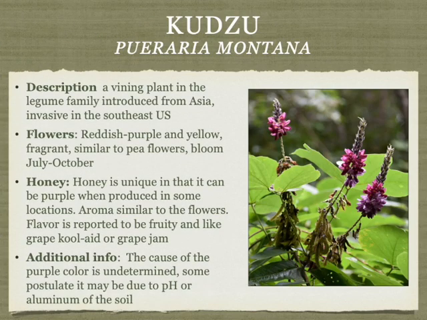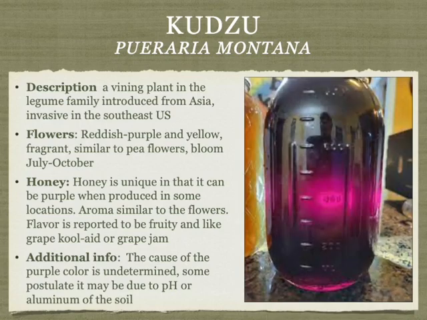Kudzu, an invasive plant which has taken over much of the southeast U.S. This is one of the honeys that I have not yet tried, but I'm including it because it's very unique. The honey is often purple when it's produced in some locations, such as eastern North Carolina. The flavor is reported to be fruity, like the flowers, like grape Kool-Aid or grape jam. The cause of the purple color is not determined, maybe due to the pH or the aluminum of the soil.